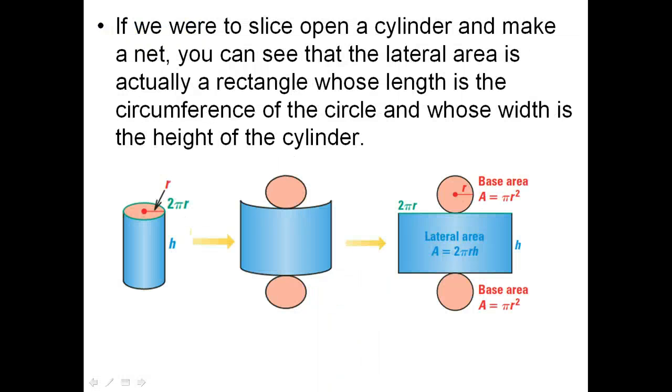If we were to slice open a cylinder to make a net, you can see that this lateral area actually comes out to be a rectangle whose length is the same as the distance around the circle, so it's the circumference of the circle, and the width is simply the height here. So if I want my surface area, I need the 2 circles, and I need the rectangle made by the circumference times the height.